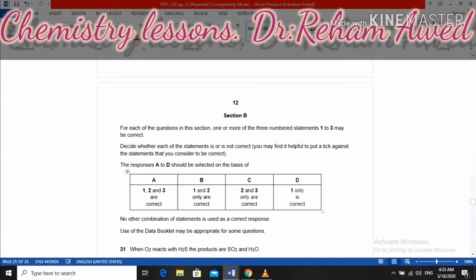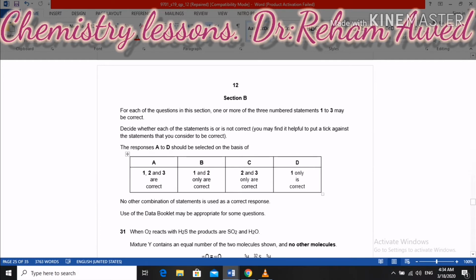Take care in section B questions. It is type of new questions different from your IGCSE questions. In this type of questions, we have 3 or 4 choices. We have 3 choices. We will start to write A or B or C or D. A means that 1 and 2 and 3 are correct. B means 1 and 2 only are correct. C, 2 and 3 only are correct. D, 1 only is correct. So we will start to answer the following question by using the same rules.